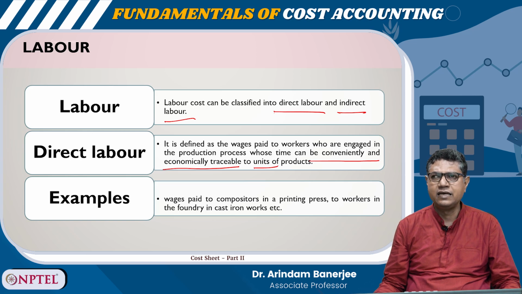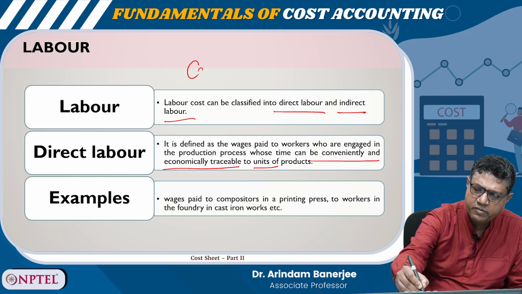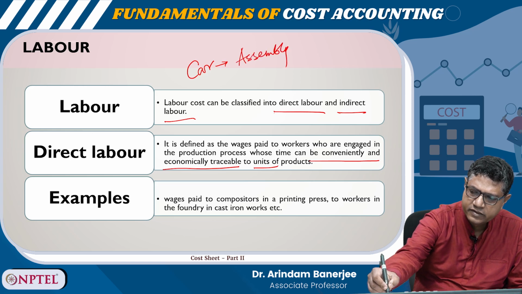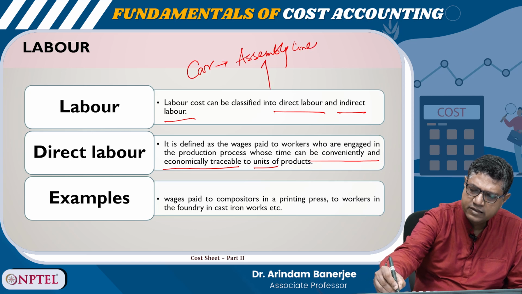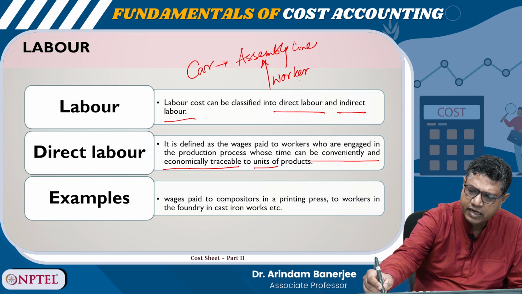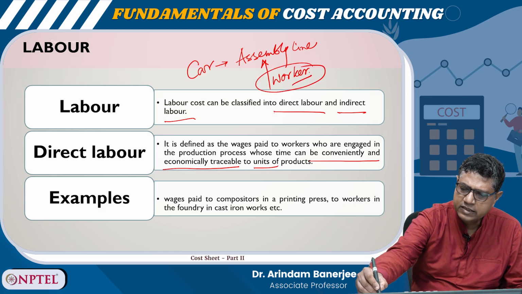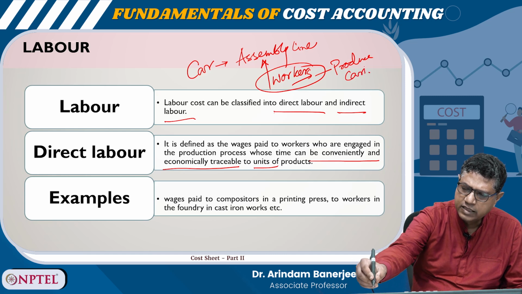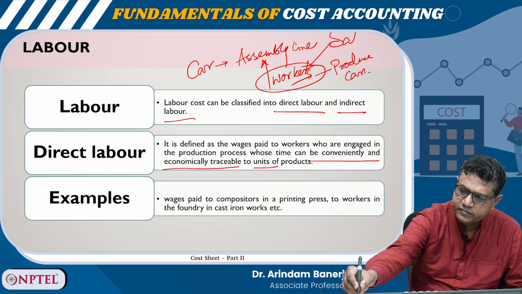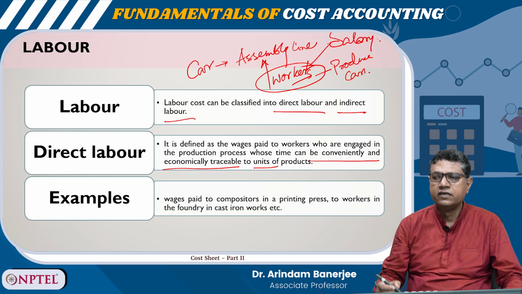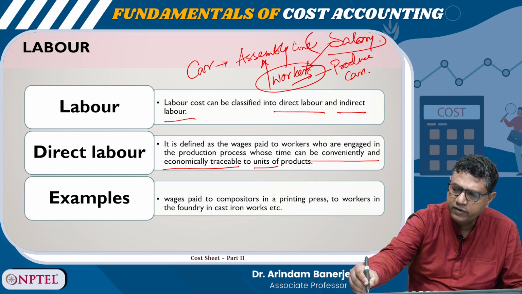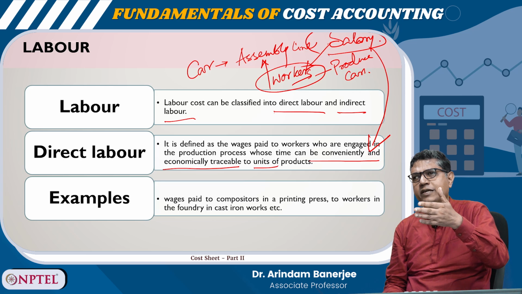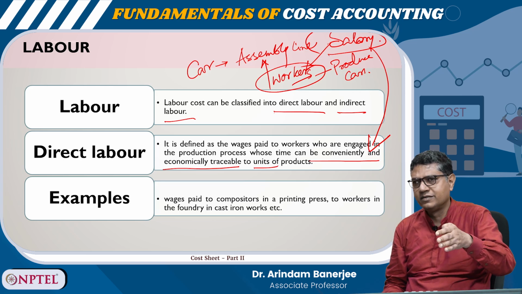So as I said earlier, as an example, suppose there is a car manufacturer, and there is an assembly line where these cars are getting manufactured, and some workers work on this assembly line and produce cars, right? These workers get salary. So this salary they are getting is an example of direct labor, right? Because I can trace the salary to the final product.